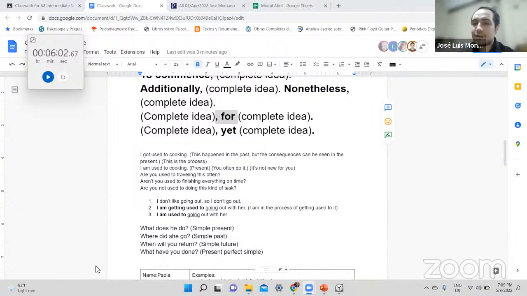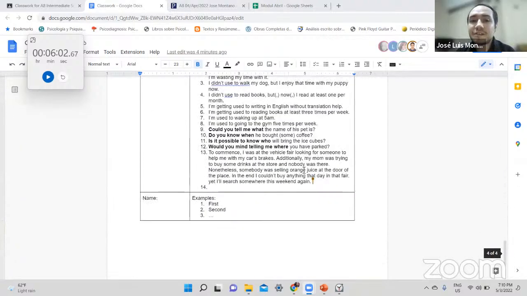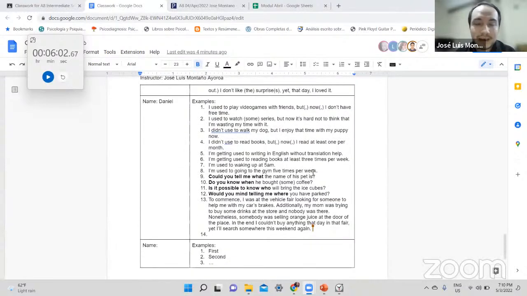Okay, so complete idea, comma, for, complete idea, and only in that case, Larissa, only if you follow those details, it's going to be because, all right? If not, for can have other meanings. Only with a comma before for, it means because. All right, I don't know if you have any questions about that, Larissa. No, teacher. Okay, thank you. Thank you very much. And let's finish this up with you, please. Daniel, let's read your writing exercise, please.